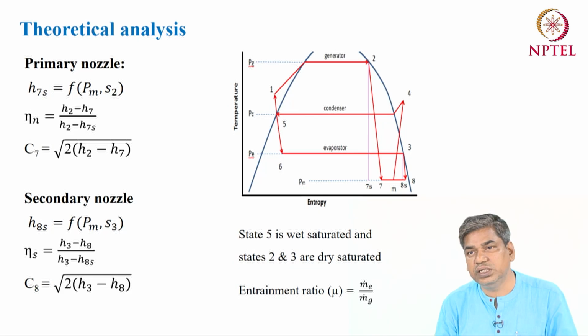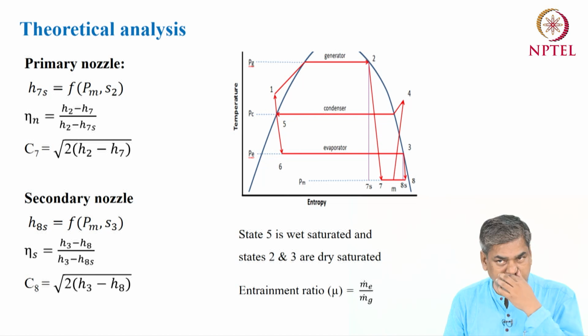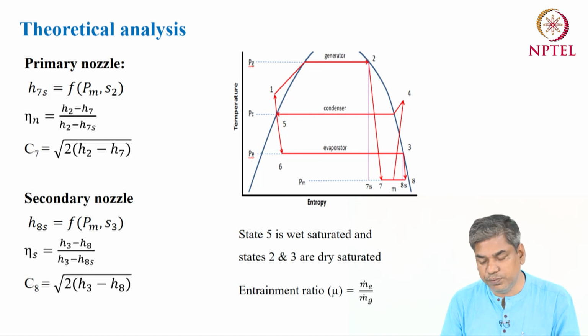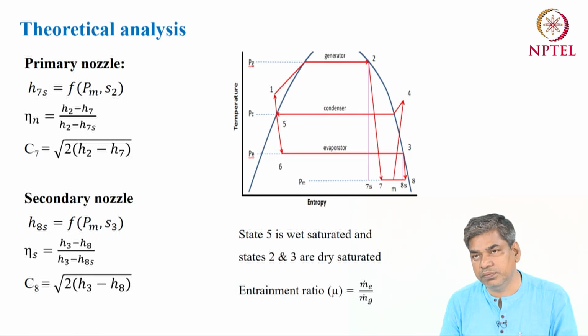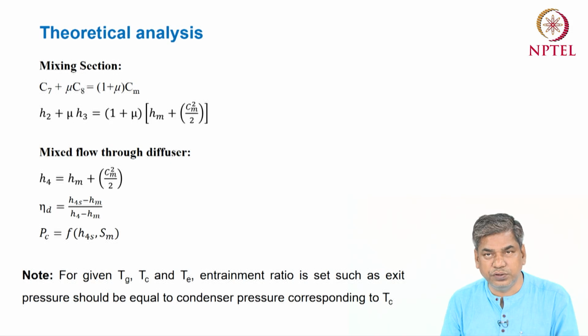Okay, so in this case you can see that points 2 and 3, that means the outlet of the generator and the outlet of the evaporator, are both at the dry saturated condition. For this case also you can retain the entrainment ratio as m dot E by m dot G, because m dot E is the flow rate of the secondary stream and m dot G is the flow rate of the primary stream. Then we have to use the mixing section.